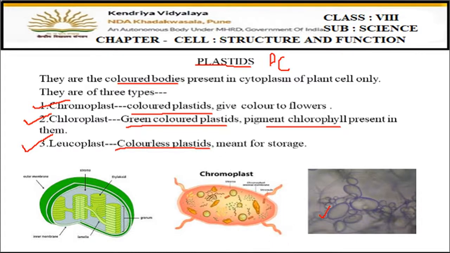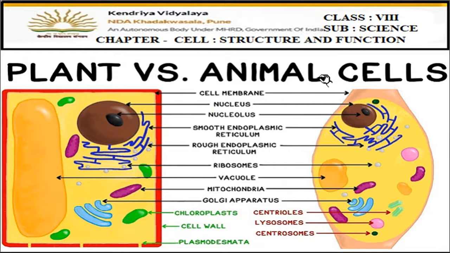Fine. Now next is plant versus animal cells. What is the difference between a plant cell and an animal cell? So in this structure you can see the cell wall is present, that means what is this, children?